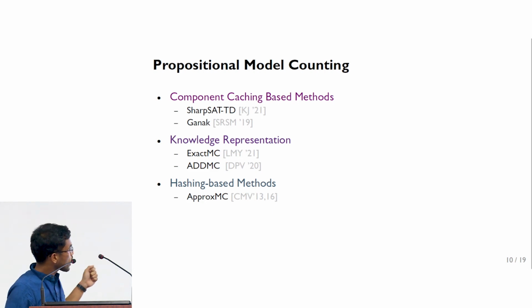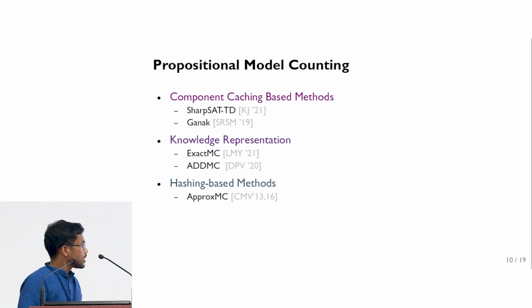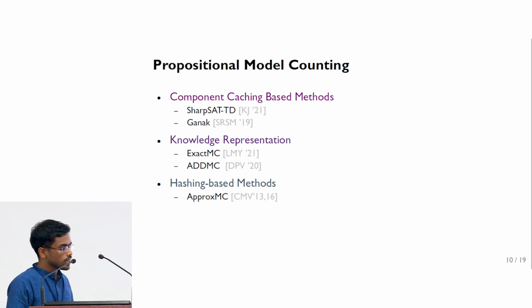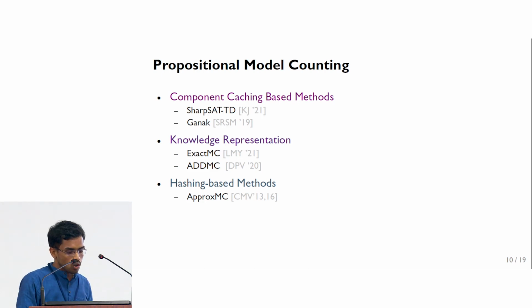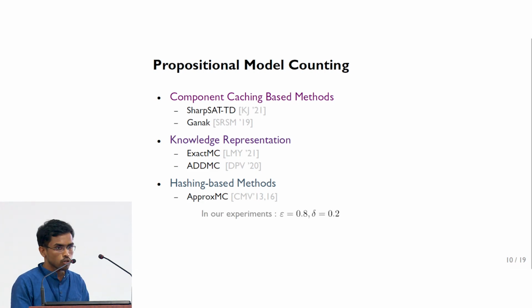The first 4 counters are exact counters. That is, given a formula, they give the exact model count. The last one, ApproxMC, is an approximate model counter. So that gives a count with some epsilon and delta guarantees. That is, we have some error bound and some tolerance bound on the count.